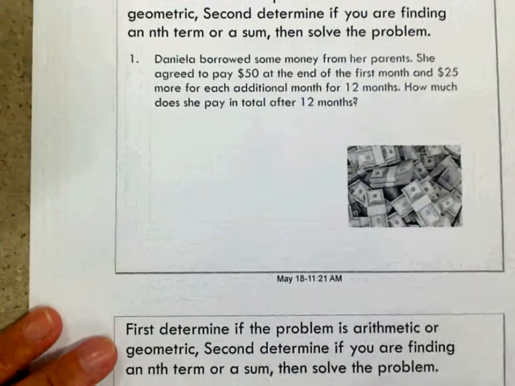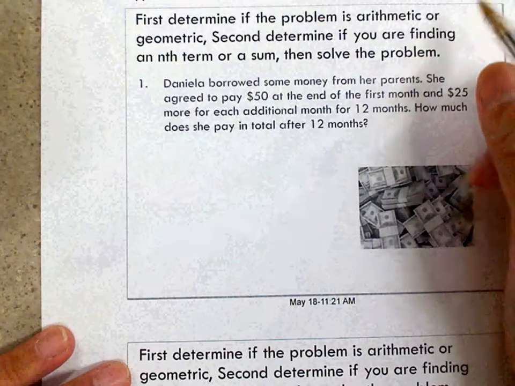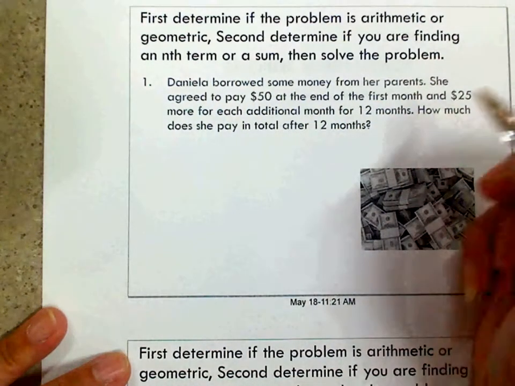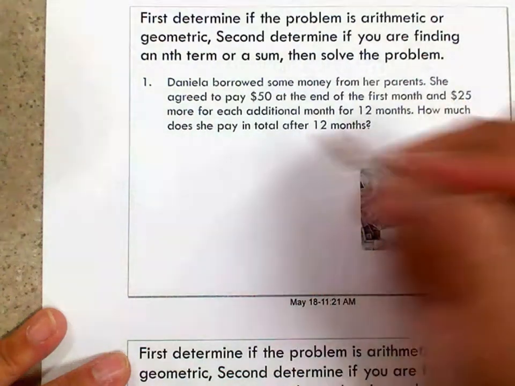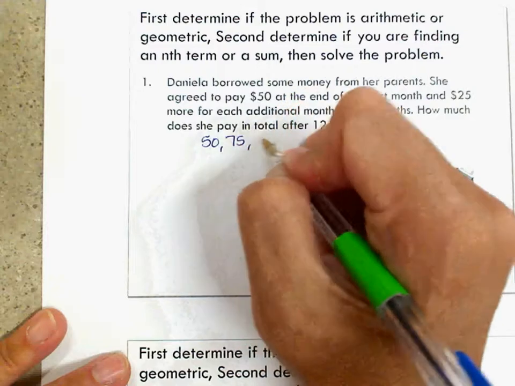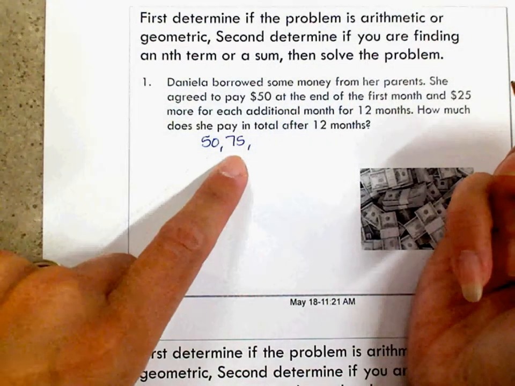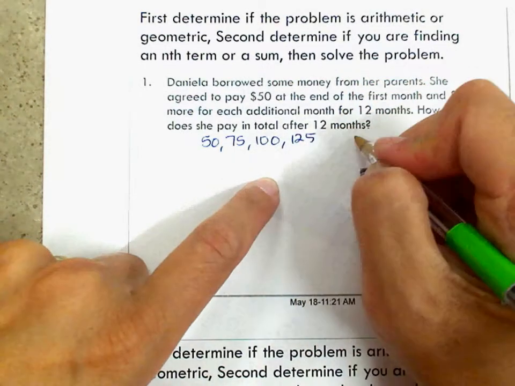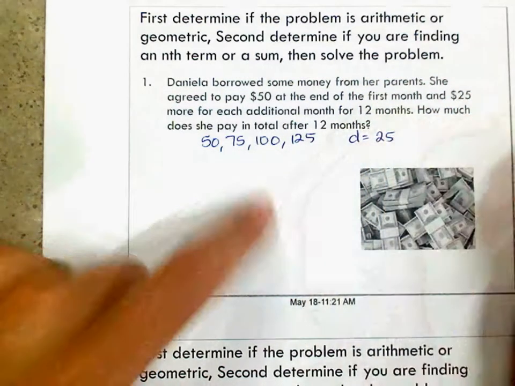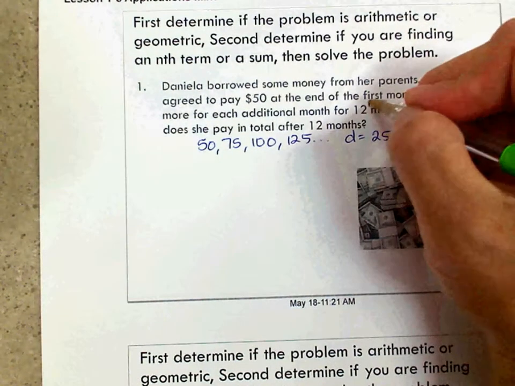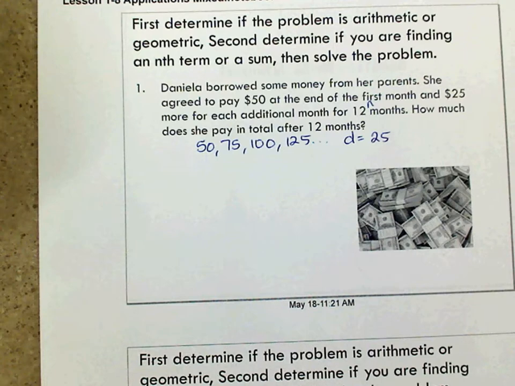Let's see if it's arithmetic or geometric first. Danielle borrowed some money from her parents. She agreed to pay $50 at the end of the first month and $25 more for each additional month for 12 months. So she's going to pay 50 plus 25 is 75. Next one is 75 plus 25 is 100 plus 25 is 125. Now I can tell we're increasing by $25. Dot, dot, dot. She's only going to do it for 12 months. So your n is 12. Okay? How much did she pay in total after 12 months? So we want to know her total.